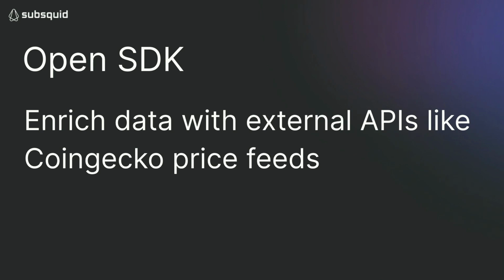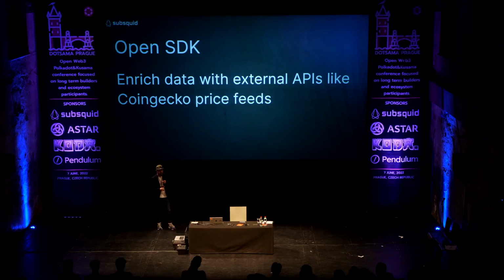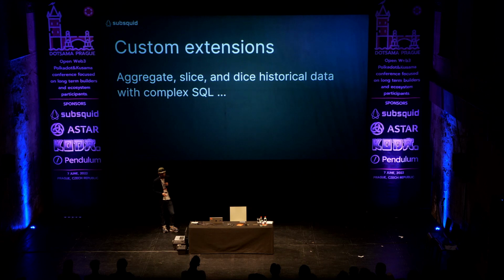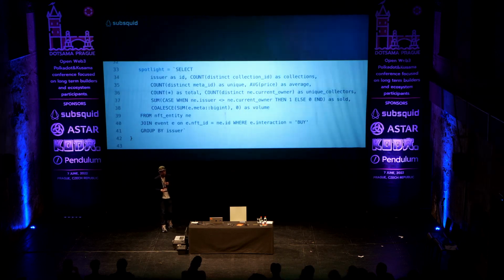And finally, you can enrich the data that you pull from the chain with any external APIs, for example CoinGecko or any other service, that you can use directly from the code which does the mappings and data transformations. And if it's not enough, you can do custom extensions. This is an example, again pulled live from the Kodadot example.